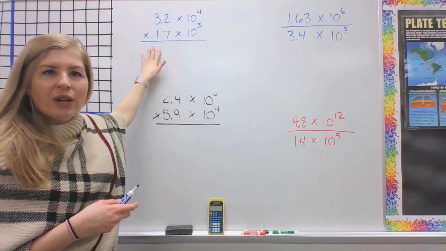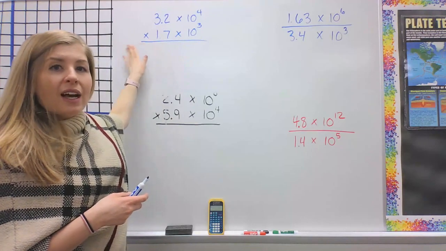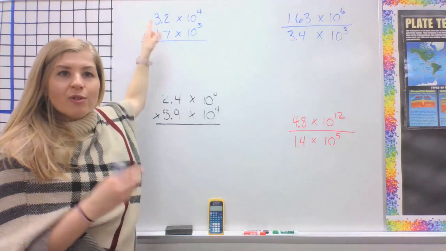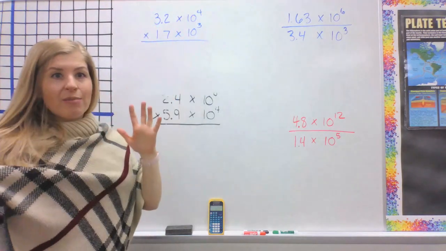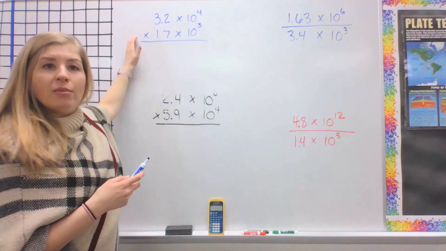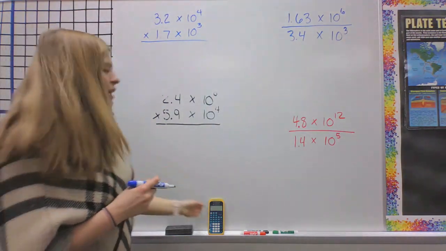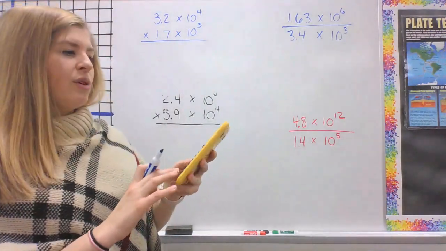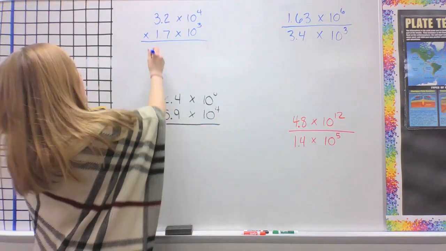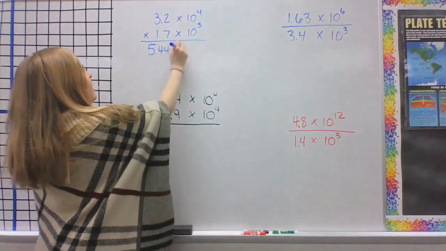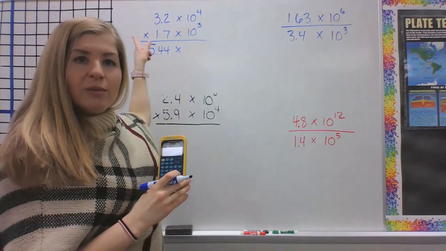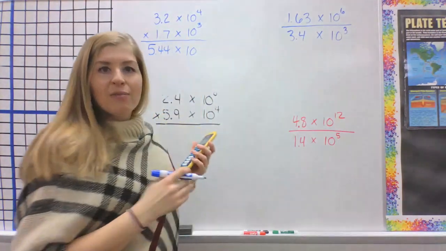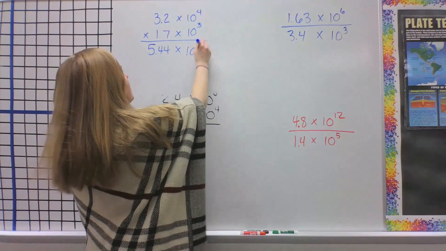We have 3.2 times 10 to the fourth power times 1.7 times 10 to the third power. So both are written in scientific notation. The first number is between 1 and 10, and then it's times 10 to some power. So you're just going to multiply those numbers like normal. I would just take my trusty little calculator, 3.2 times 1.7, it gives me 5.44. And then for our exponent rules for multiplying exponents, we just add them. When the bases are the same, which is both 10, we just add them. 4 plus 3 is 7.